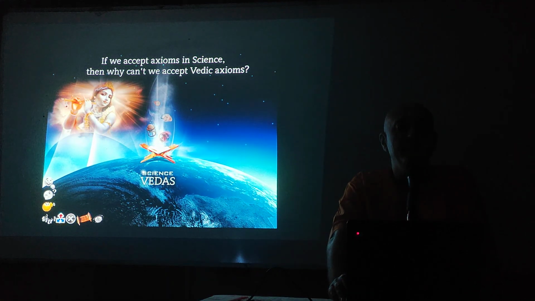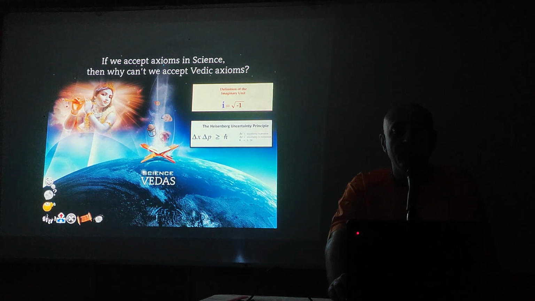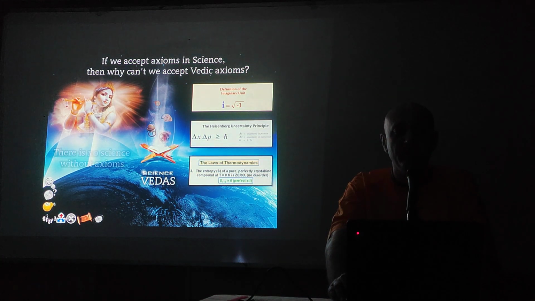So if we can't accept axioms in science, then why can't we accept Vedic axioms? Axiom means that you get your result, it works. But to sometimes prove those axioms, you need some more axioms. But as long as you get your desired result, it means it's something very useful. So, imaginary unit, uncertainty principle, laws of thermodynamics. There's no science without axioms.